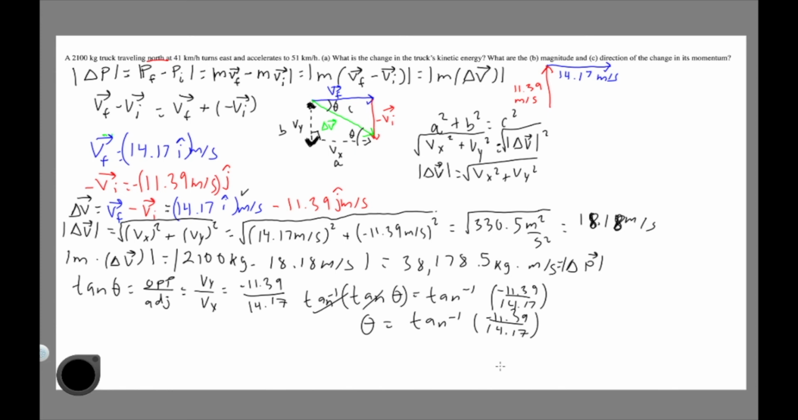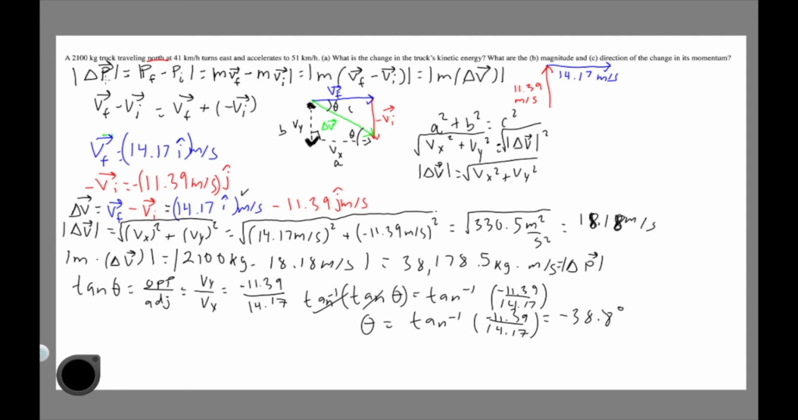And so if you plug that into your calculator, you should get theta is equal to negative 38.8 degrees. And so this is going to be the direction that this vector delta V is pointing, which is also going to give us the direction that the change in momentum delta P is pointing.